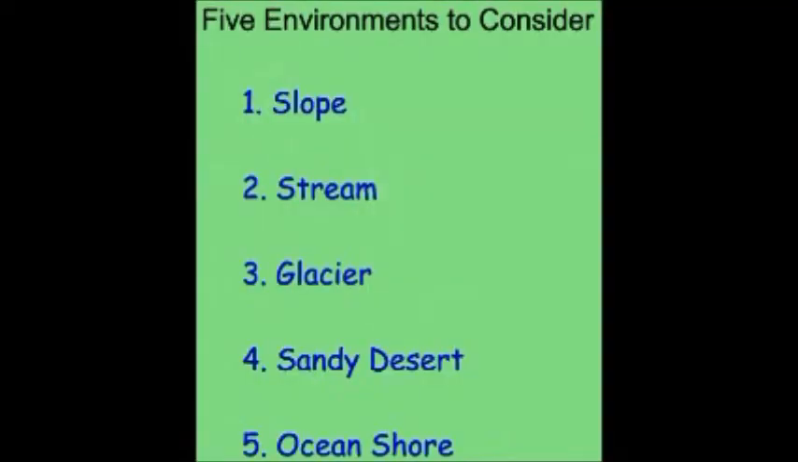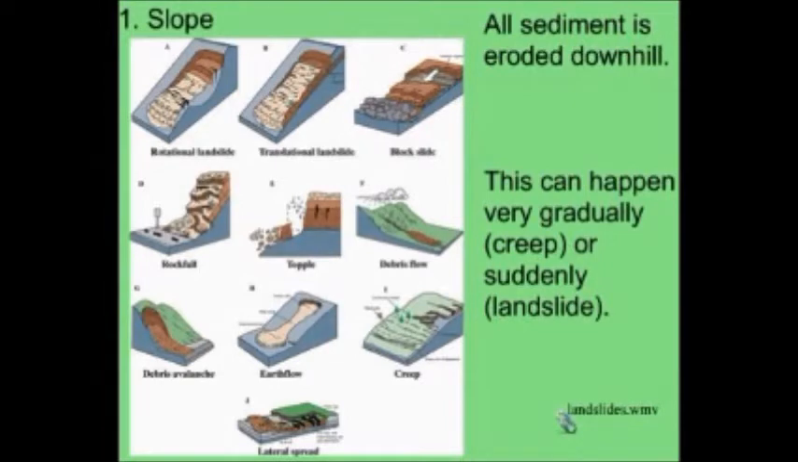We're going to consider 5 environments: a slope environment, a stream environment, a glacial environment, a sandy desert environment, and an ocean shore environment. The basic rule for slope is that all sediment is eroded downhill. This can happen very gradually, and it's known as creep, or very suddenly, as in a landslide.